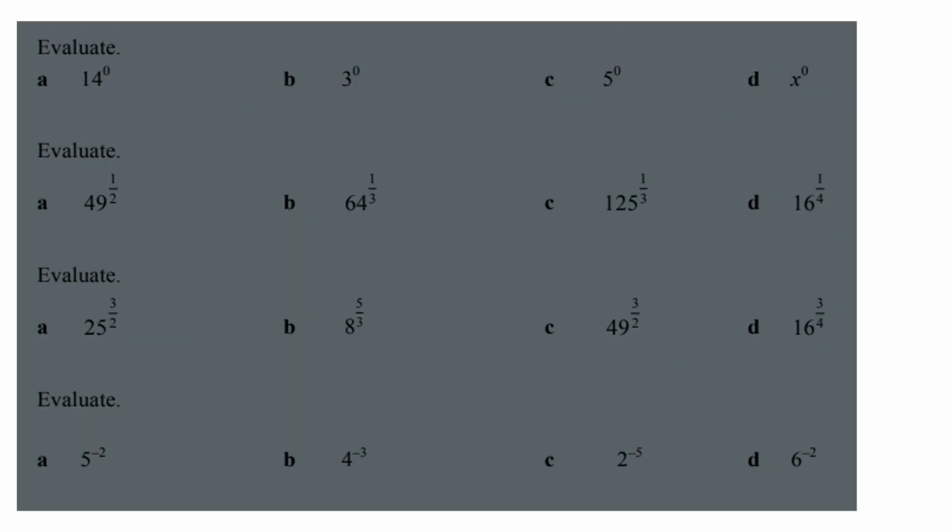Next up, evaluate part A, 14 to the power of 0. Anything, and I mean anything, to the power of 0 is just 1, with one caveat. We can't have 0 to the power of 0. That is what we call indeterminate. Part B, 3 to the power of 0 is just 1, 5 to the power of 0 is just 1, and x to the power of 0 is just 1.